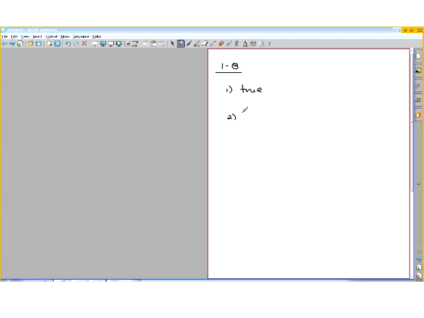There are no even prime numbers. Well, there's only one even prime number, and the even prime number is 2, so that is false. It's not very false because every other even number is divisible by 2, but 2 is a prime number, so that's false.